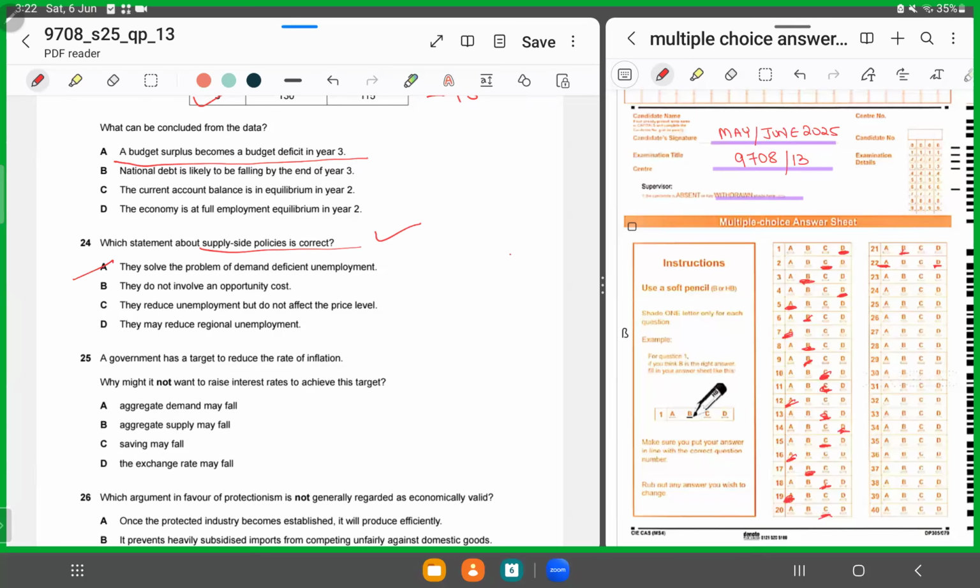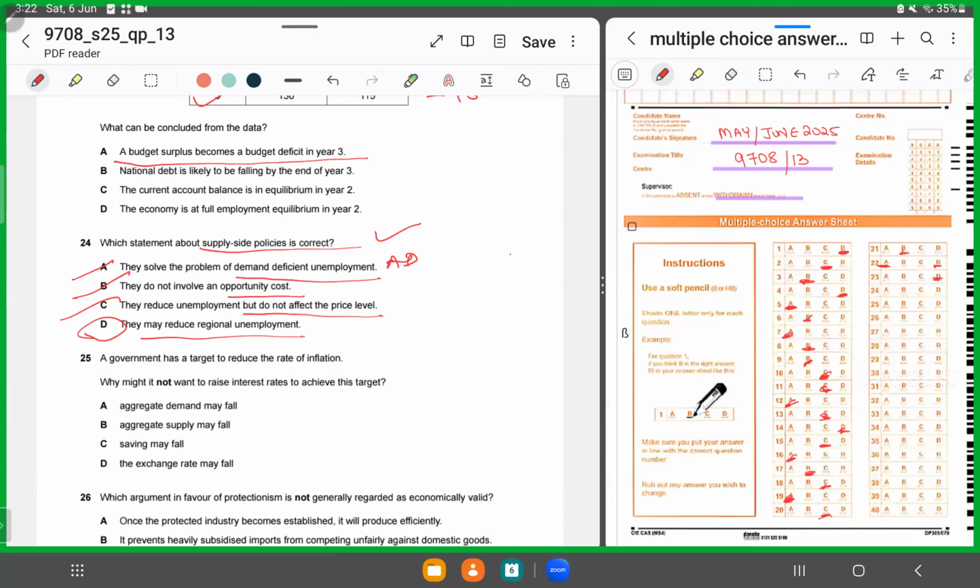It cannot be A because A is talking about aggregate demand. It cannot be B because yes, they do involve opportunity costs. It cannot be C because it says they reduce unemployment but they do not affect the price level. They do affect the price level. Yes, they can reduce unemployment. So that is why it's D. Because supply side policies increase productive potential, when we produce, we employ more labor and it reduces the level of unemployment. It increases employment levels. So for 24, we'll shade in D as the correct answer.